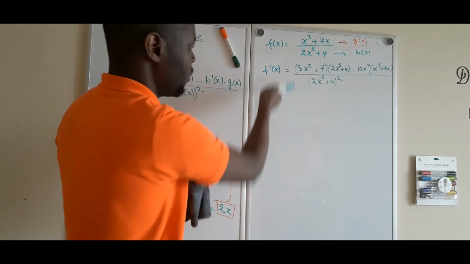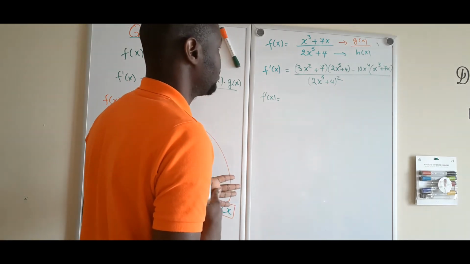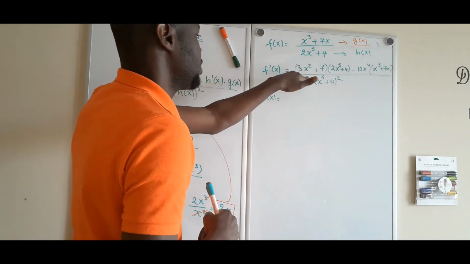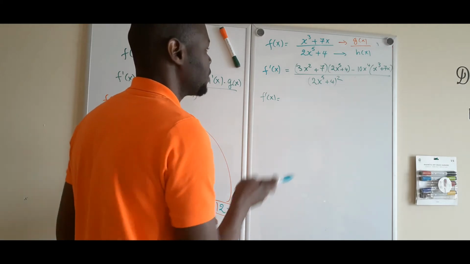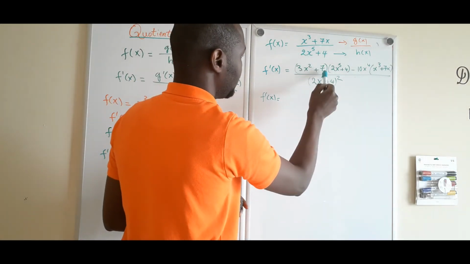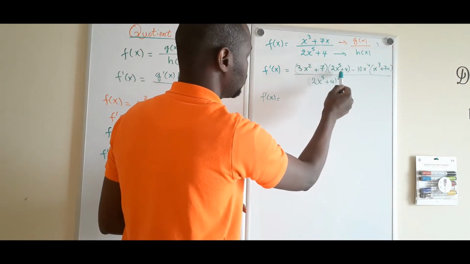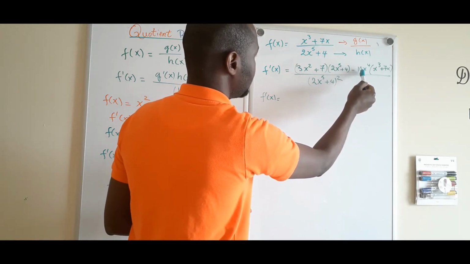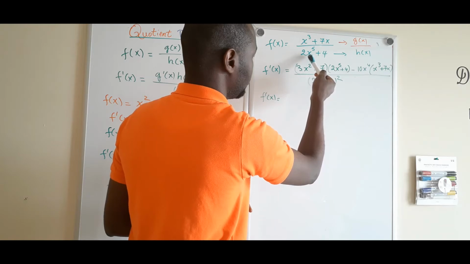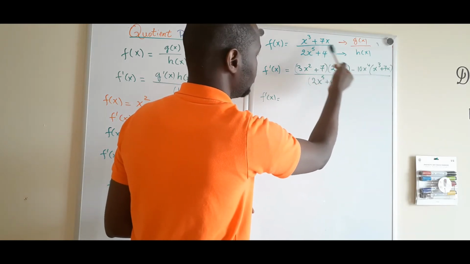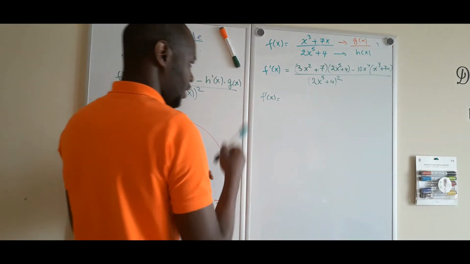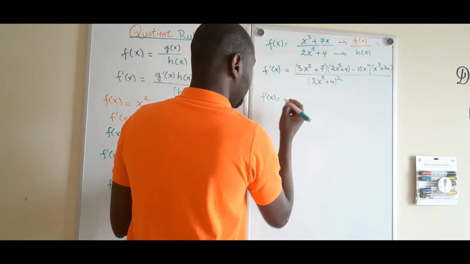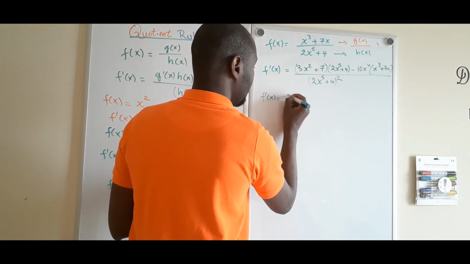So you can just verify to make sure we have the correct terms, because you don't want to make a mistake here and have everything else collapse. So that will be 3x squared plus 7 multiplied by h of x, 2x to the power 5 plus 4, minus 10x to the power 4 times x cubed plus 7x, divided by that. Great.